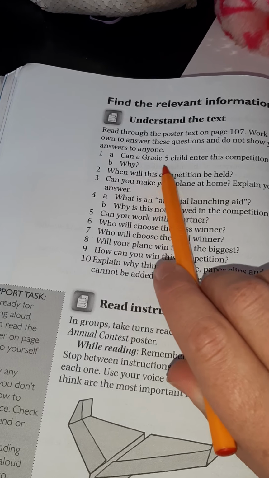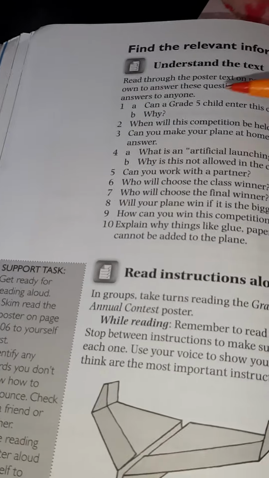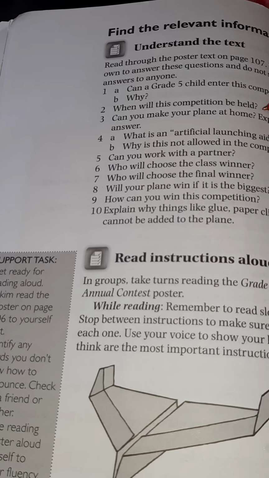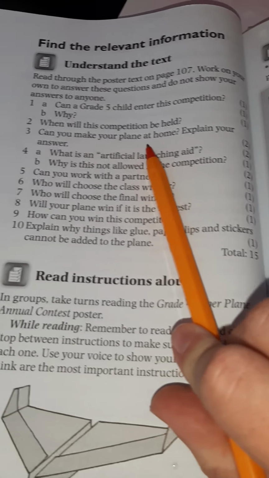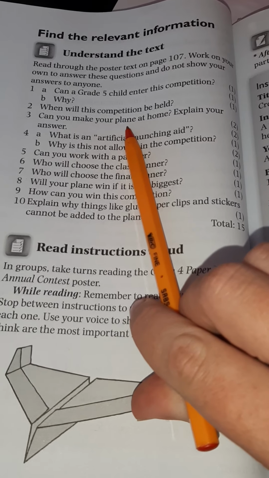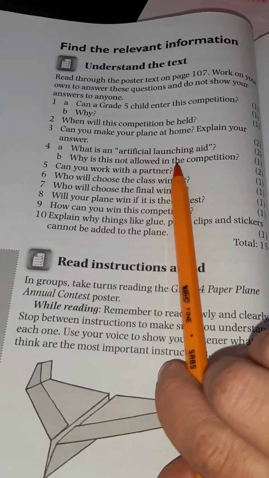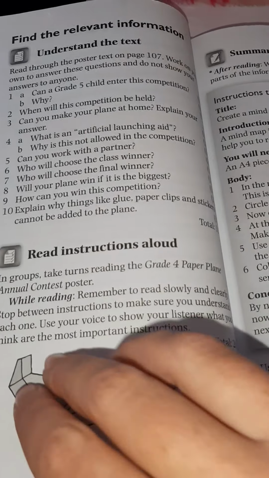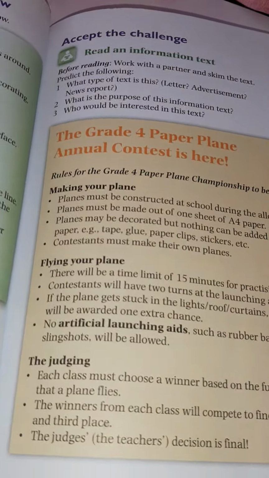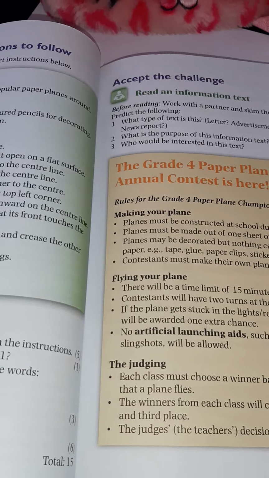Number 1A, can a grade 5 child enter this competition? And with B, they ask why. When will this competition be held? Can you make your plane at home? Explain your answer. So that question will have 2 answers. 4A, what is an artificial launching aid? B, why is this not allowed in the competition? All your answers you will find on page 107 in this instruction sheet.